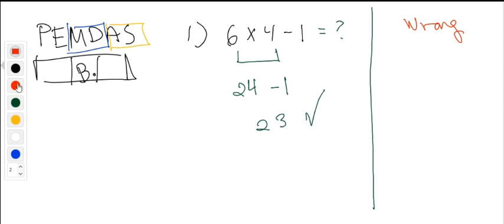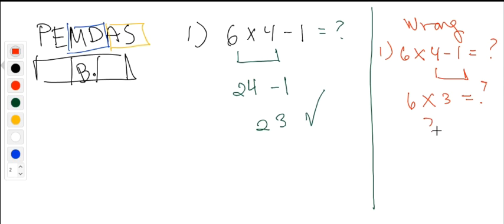The wrong way to do it, and please do not memorize this, guys. 6 times 4 minus 1 equals what? The wrong way to do this is you would take the economy first, and you may have just done this, and then you get, question mark, equals 18, and that just brings a sad face. This is the correct way to do it.